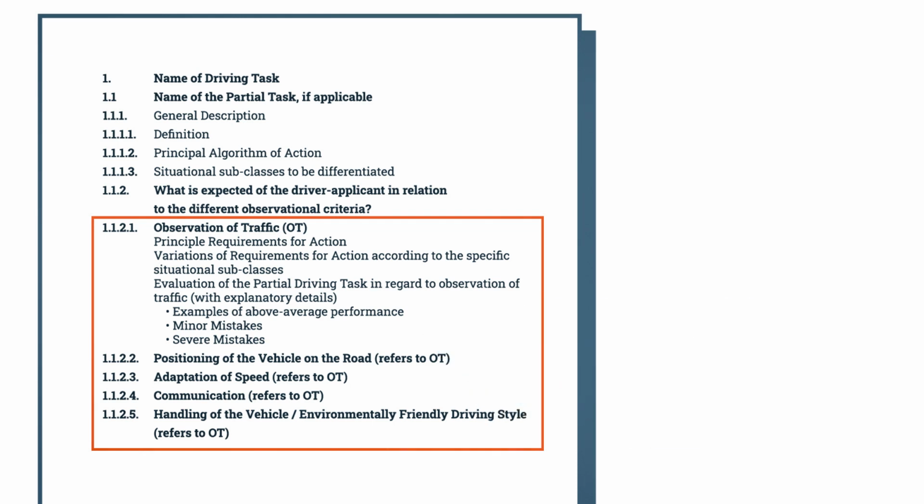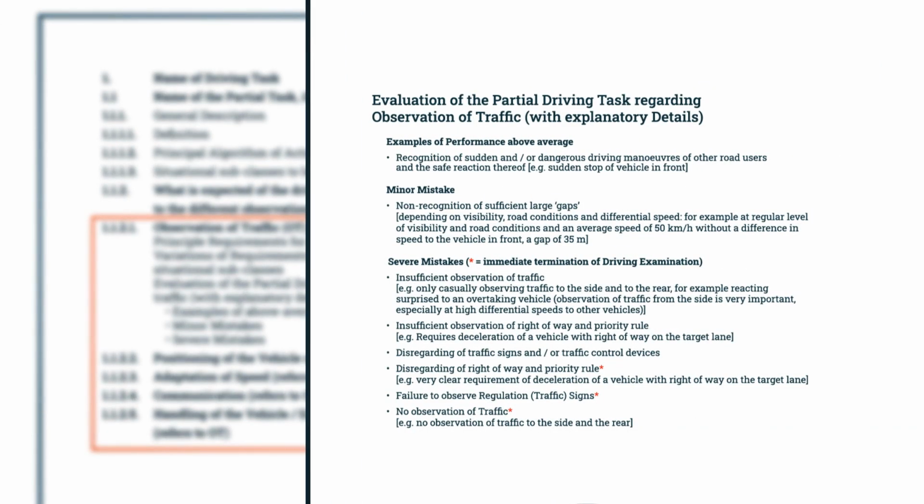Finally, for an objective and transparent test evaluation, the catalogue of driving tasks contains the evaluation criteria of a driving task. In addition to examples of above-average performance, minor mistakes and severe mistakes, including serious mistakes that lead to the immediate termination of the test, are defined. The hazard potential is decisive for the classification of an evaluation criterion.